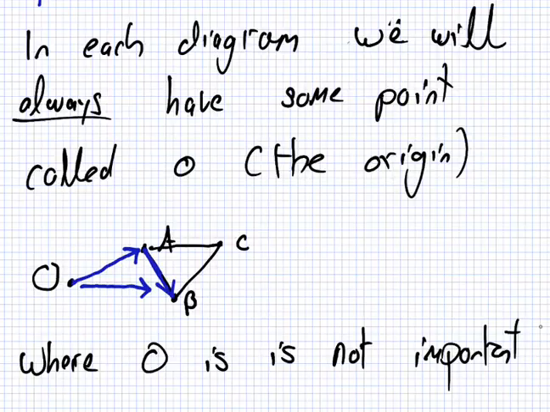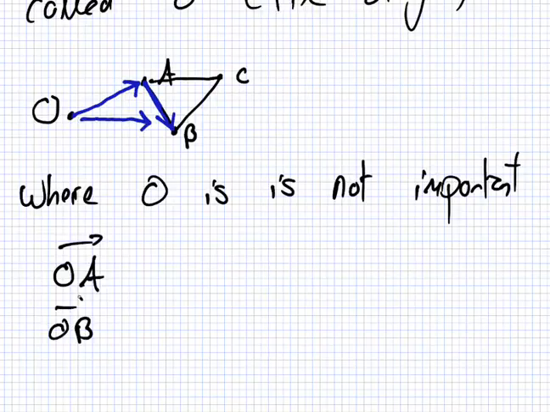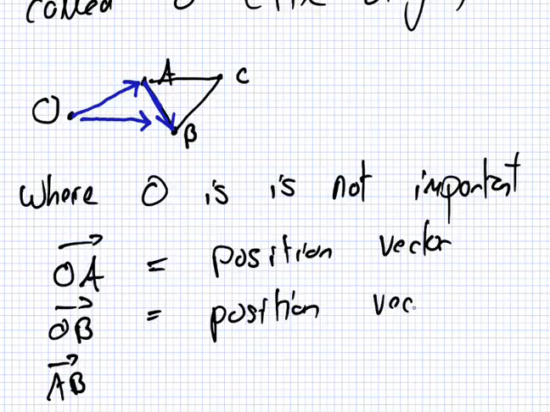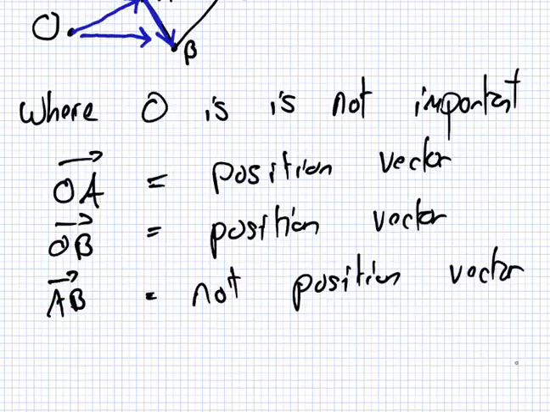Okay, so now we need to say what exactly is a position vector. So in this diagram, I've drawn three vectors: OA, OB, and AB in my example. These two are called position vectors. So what do you think makes something a position vector, if you look at my examples? When it starts from the origin? Yeah, that's what makes a position vector. A position vector is any vector that just starts at the origin.